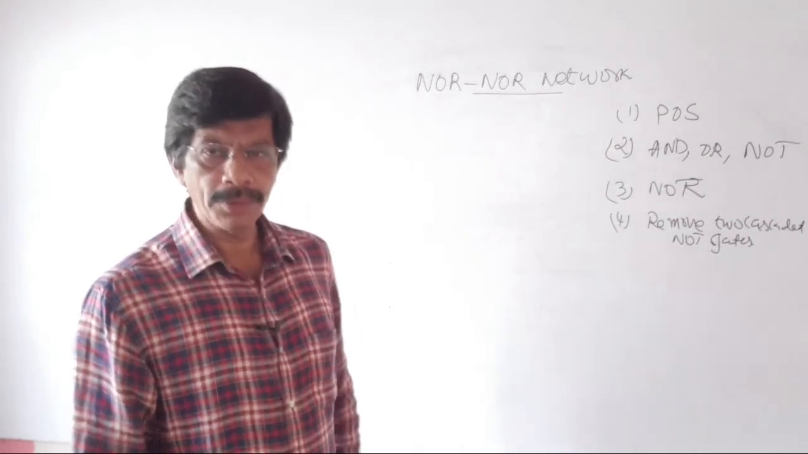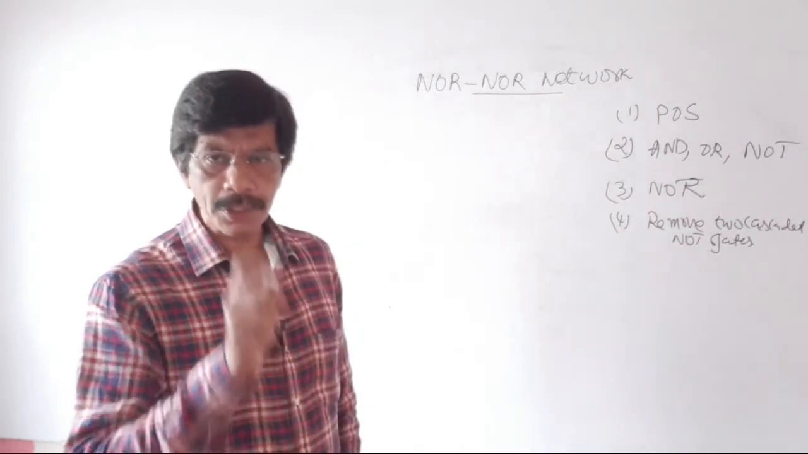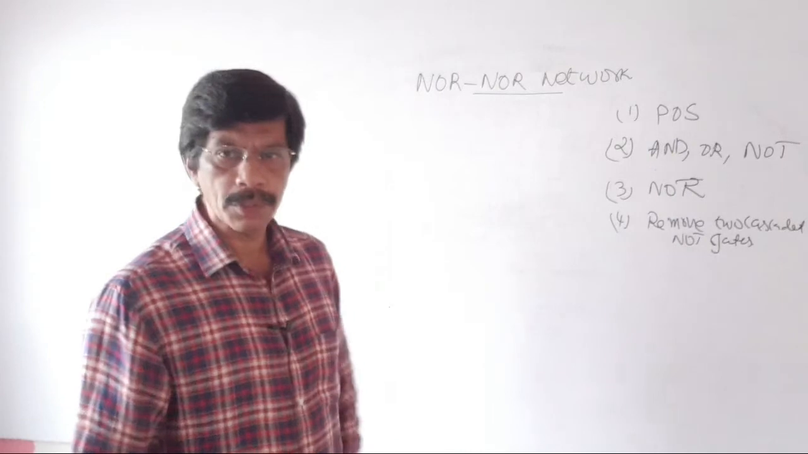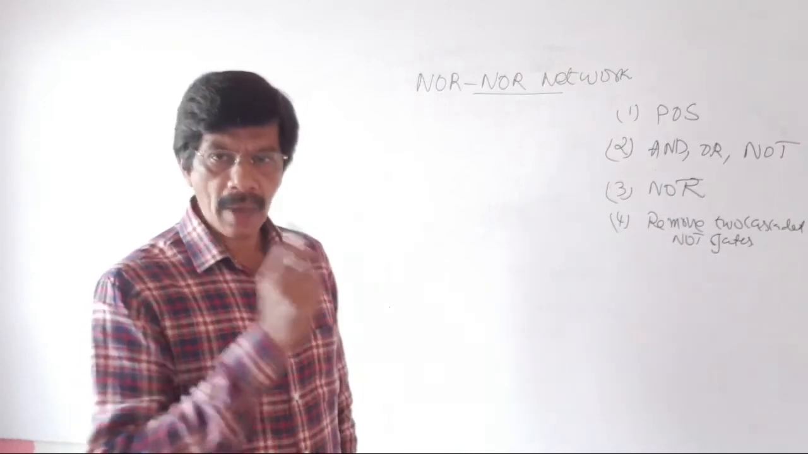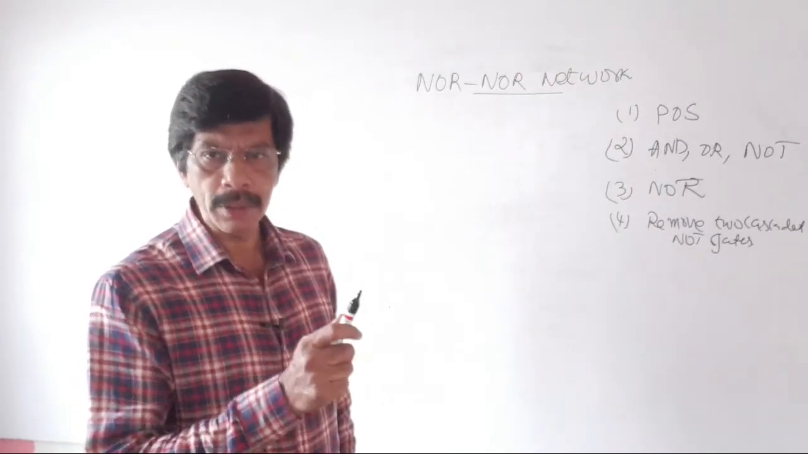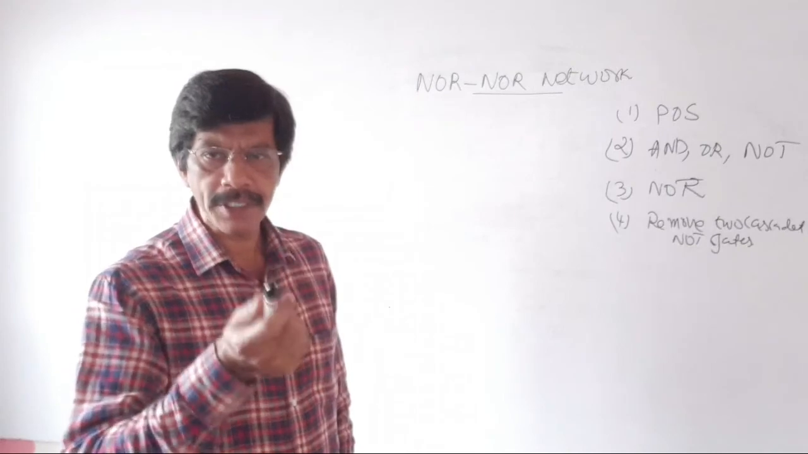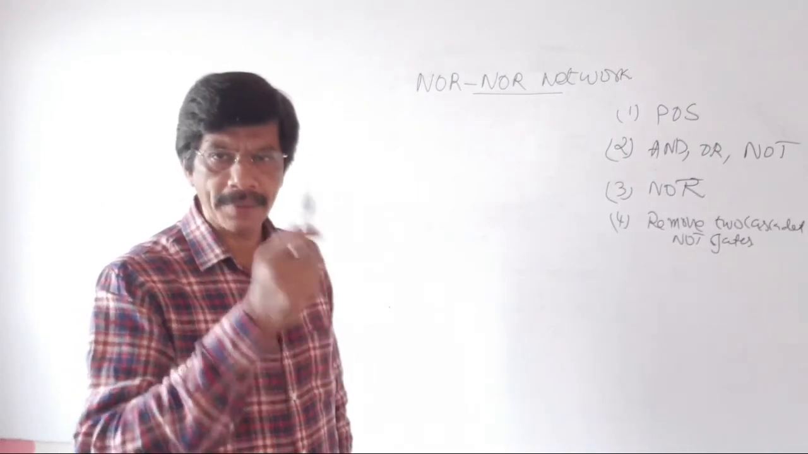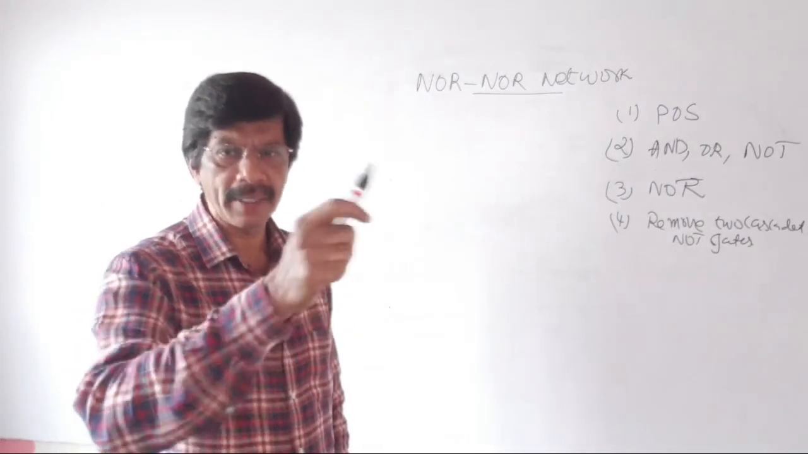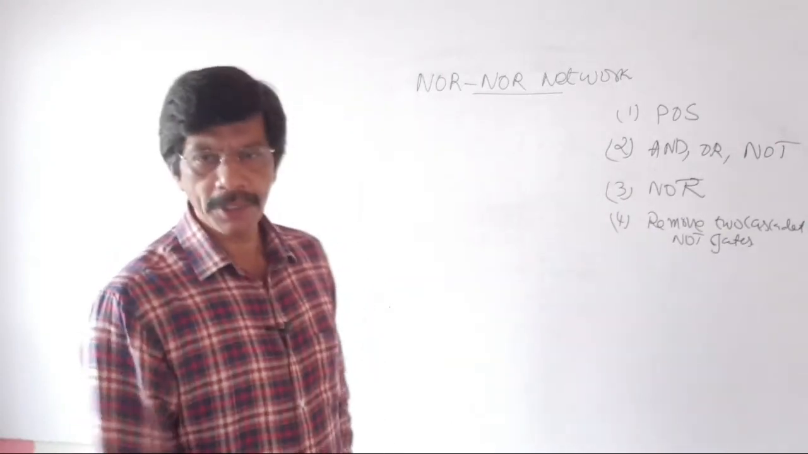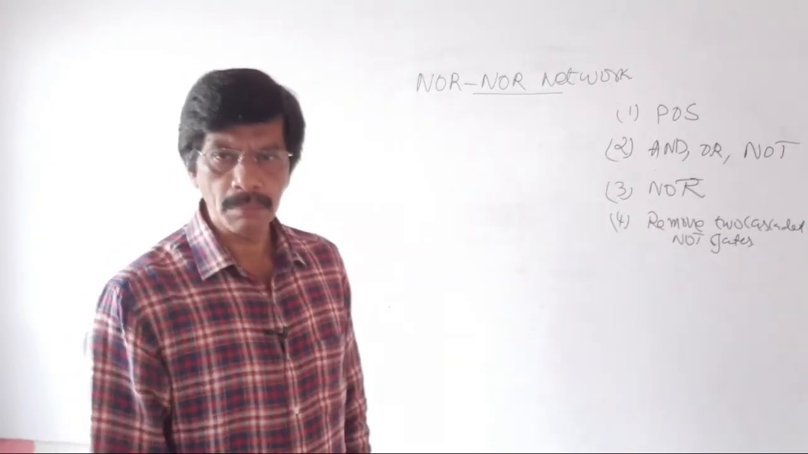Already we know that NOR is a universal building block. Why is it called the universal building block? The NOR gate can be used to construct basic gates such as AND gate, OR gate, NOT gate, XOR gate, NAND gate, etc. Therefore, it is called a universal building block.